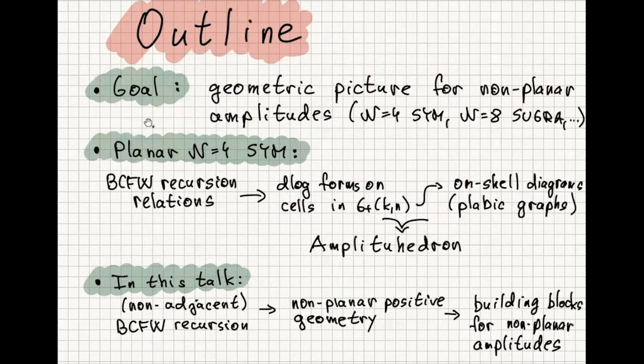So the big goal of this program is to find some geometric picture for non-planar amplitudes in N=4 super Yang-Mills, N=8 supergravity, and in general about how to capture amplitudes which don't have color ordering, are not in the large N limit, in terms of some geometric constructions.